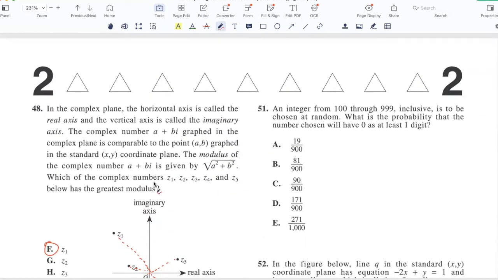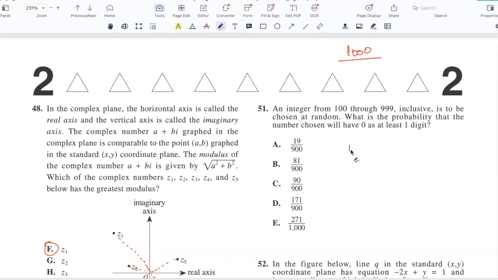An integer from 100 through 999 inclusive is to be chosen. What is the probability that the number chosen will have 0 as at least one digit? Okay. So how many numbers are we choosing? We are choosing 1000 numbers, right? Because from 100 to 999. So, okay, at least one digit, right?